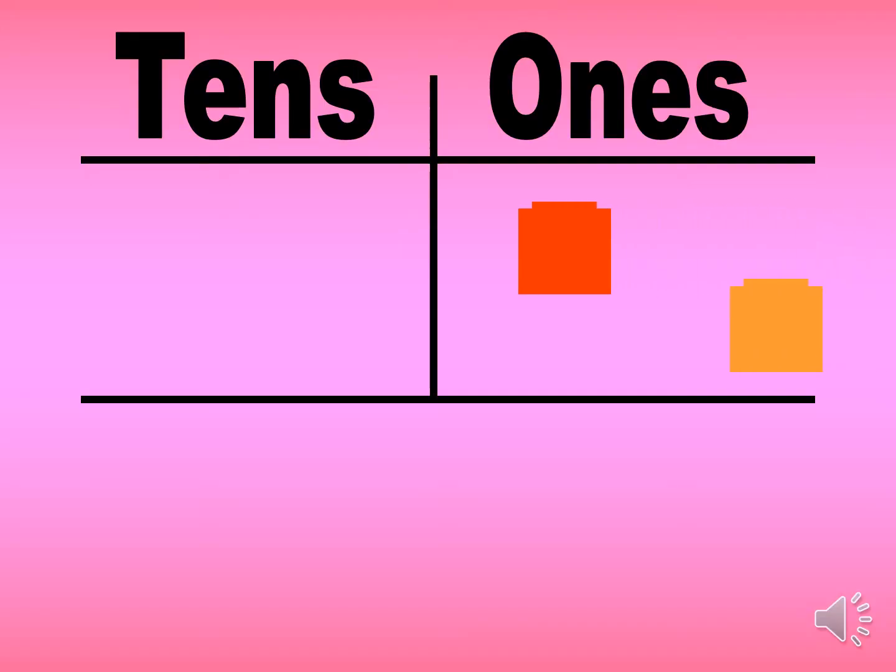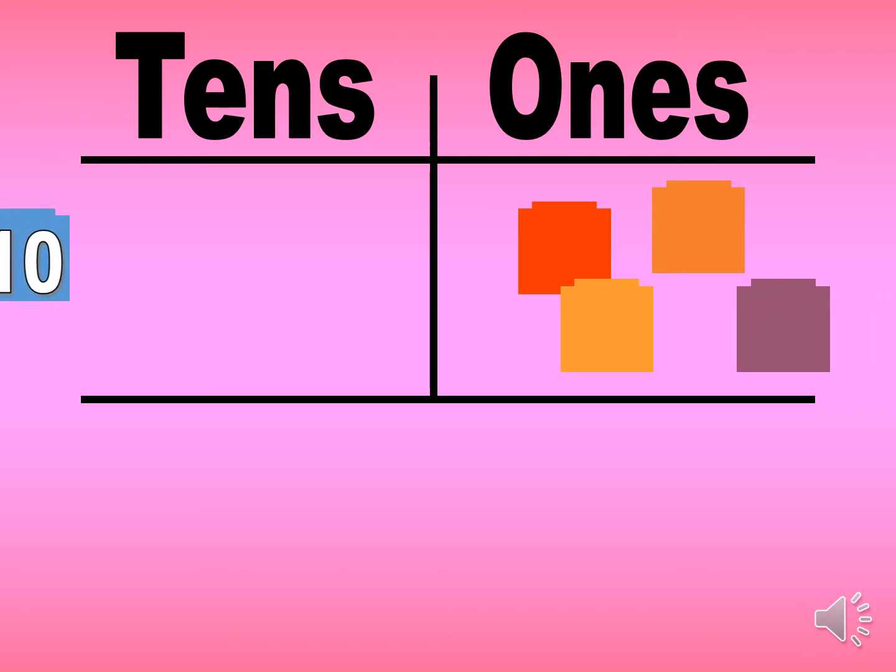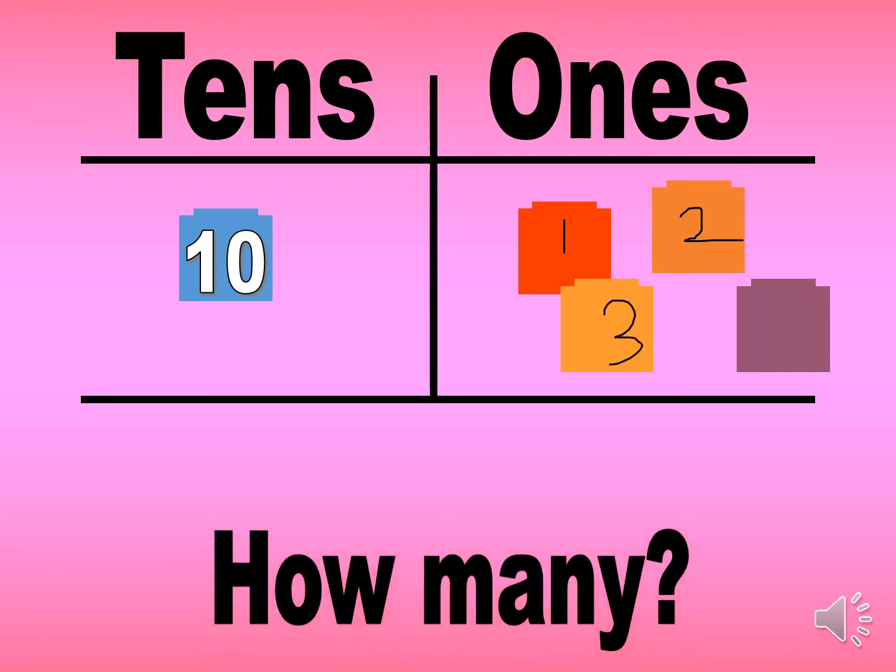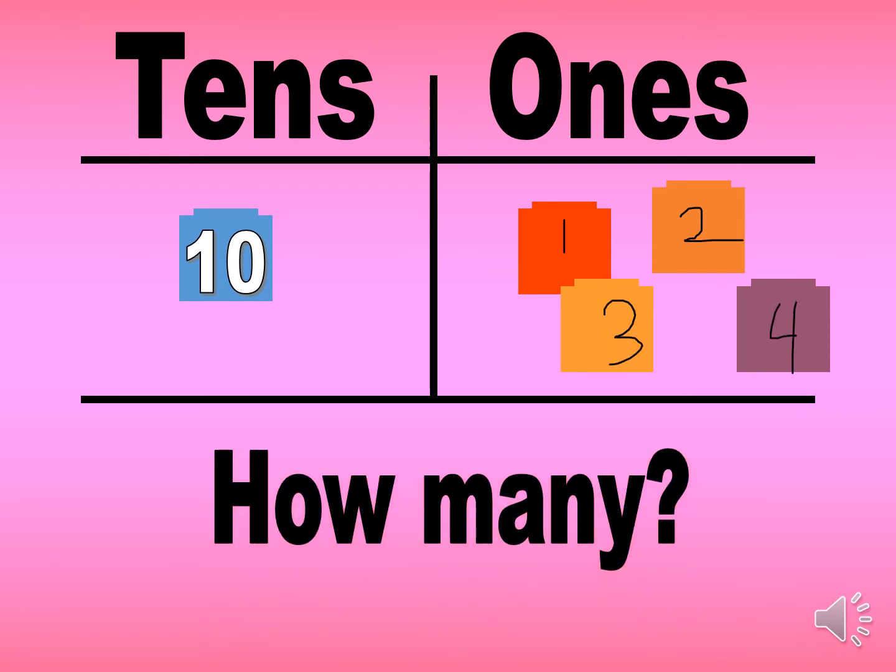How many tens and how many ones do I have? I have 1, 2, 3, 4 ones. How many tens do I have? 1 10. So I have 1 10 and 4 ones. What number is this? 14.